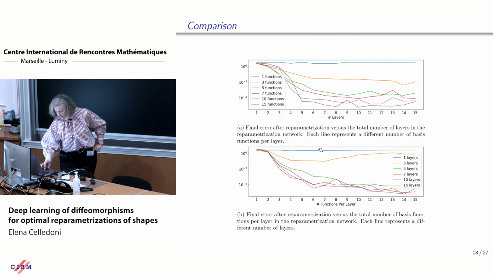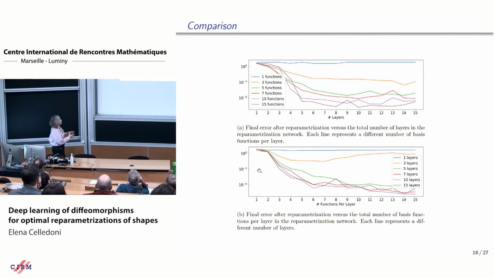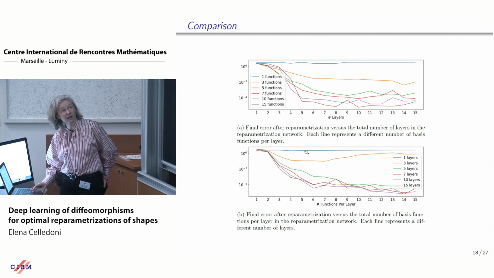In the second experiment, instead, I did the experiment the other way around. Jürgen, my student, did. And here we have the error against the number of functions per layer. And here one layer, two layers, and several layers on the way.